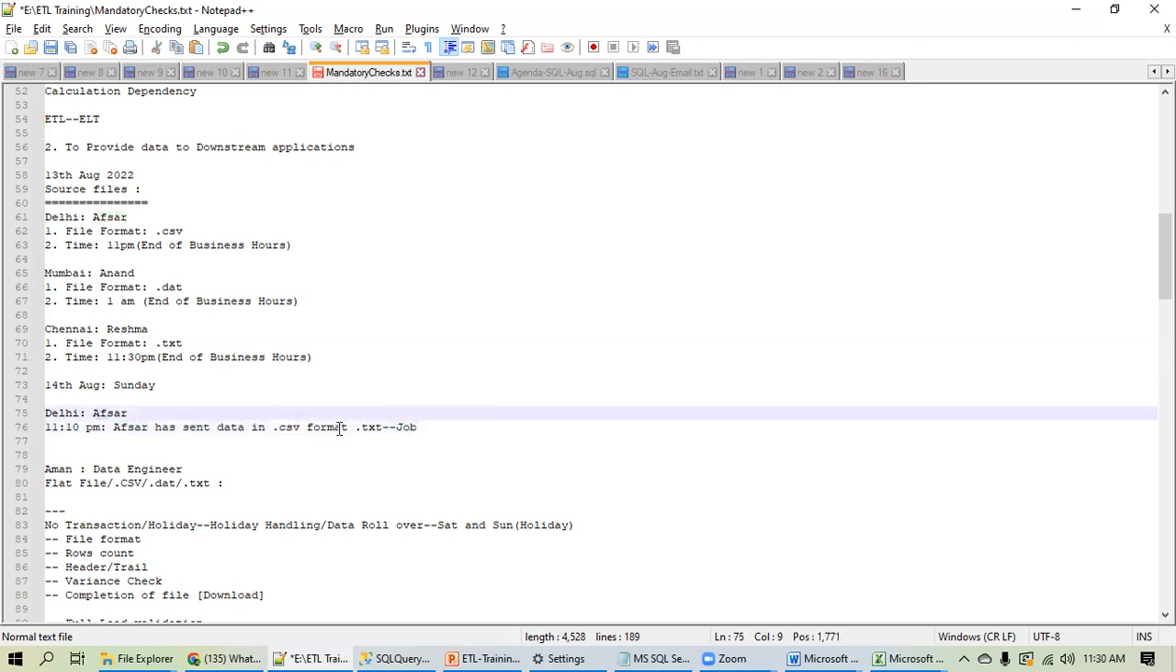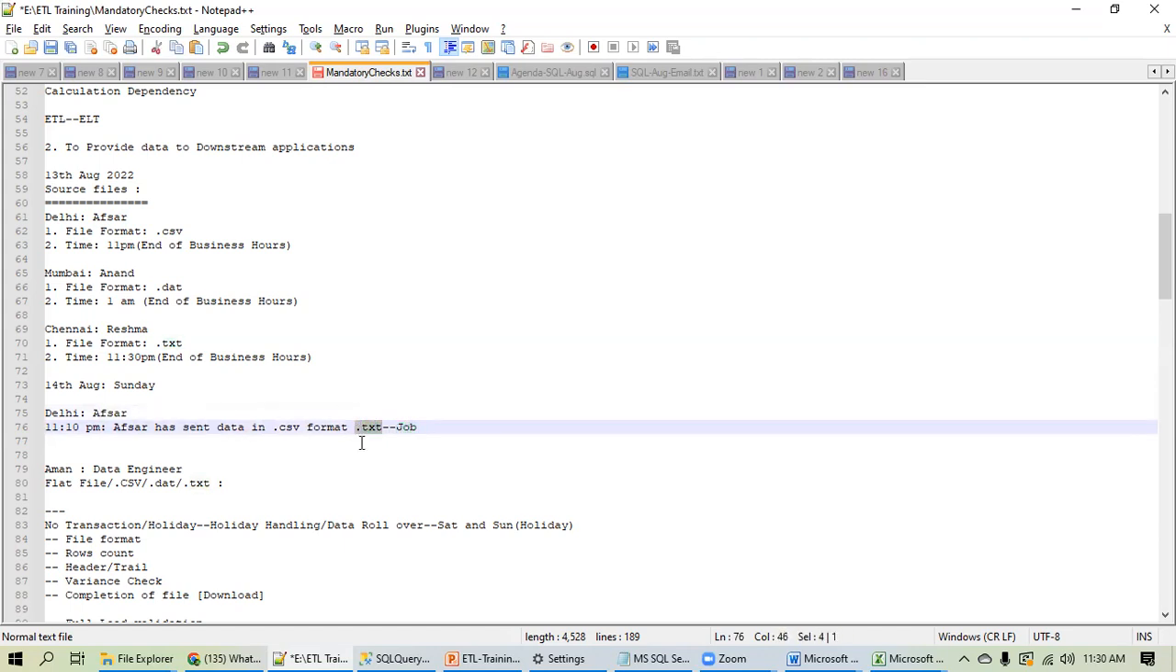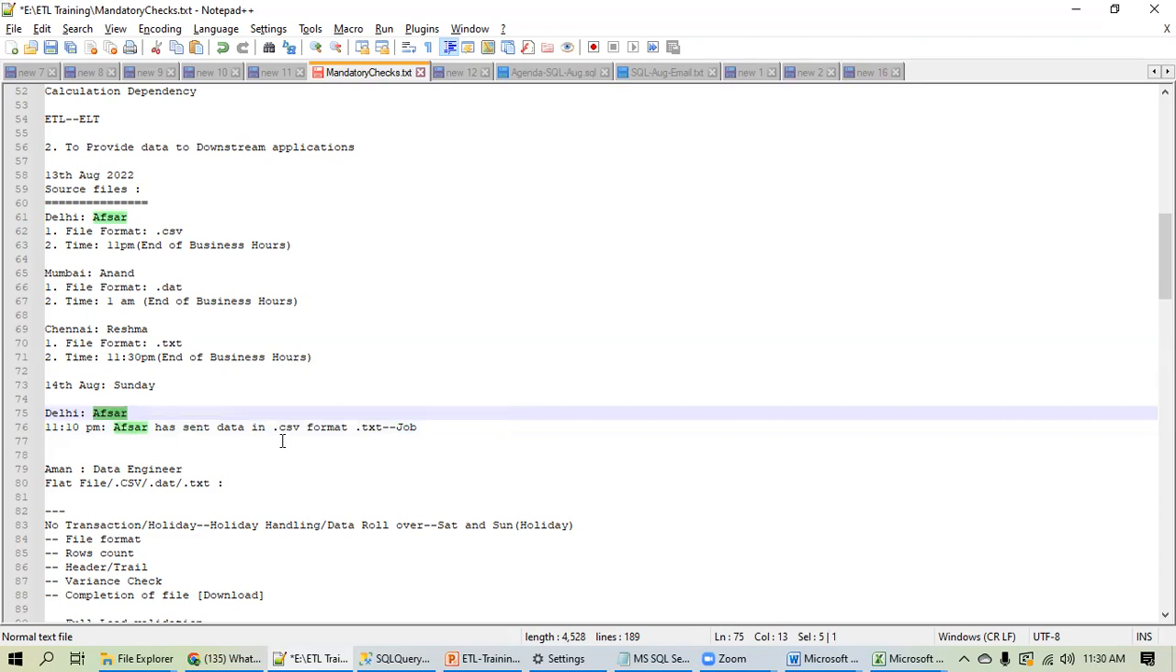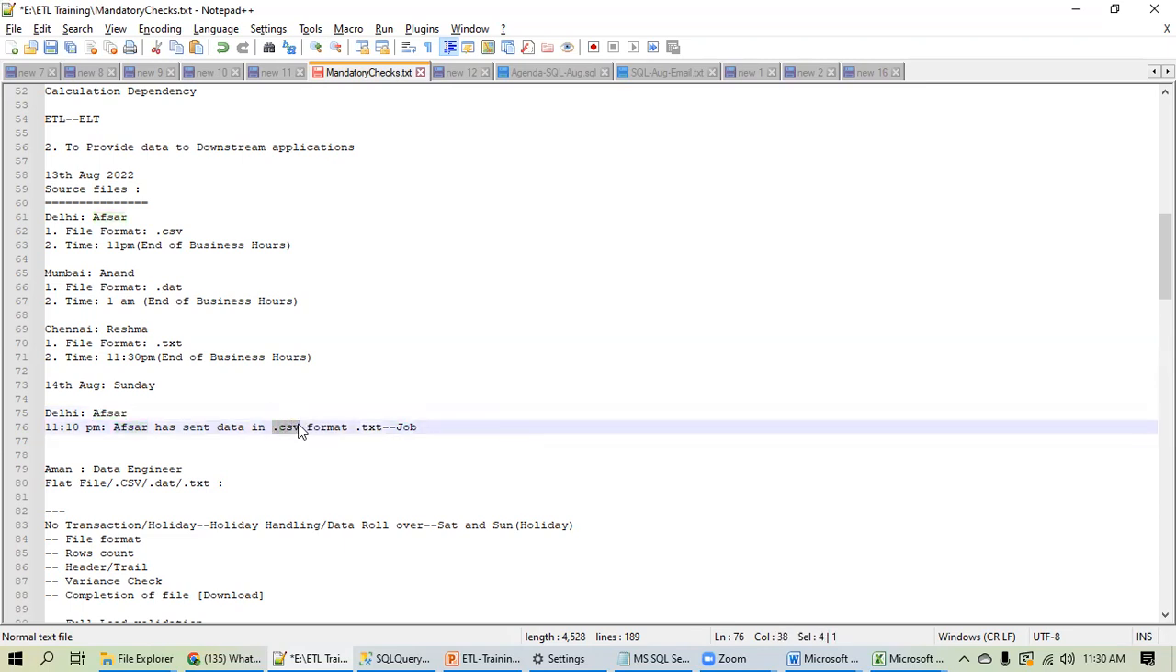But now suddenly Afsar sends in .txt format. So tell me, will this job be able to pick this .txt file? No. So that is why Aman, first of all, should check that the file which Afsar has sent is in .csv format or not. If Afsar has sent in .txt format, then what should Aman do? He should change the code, the job. We should ask for the file again.